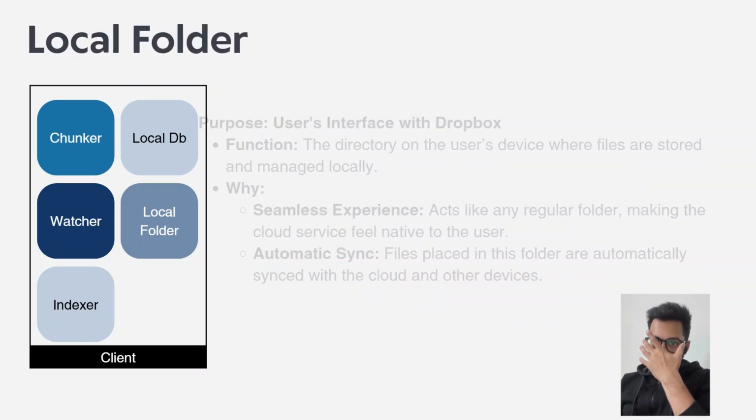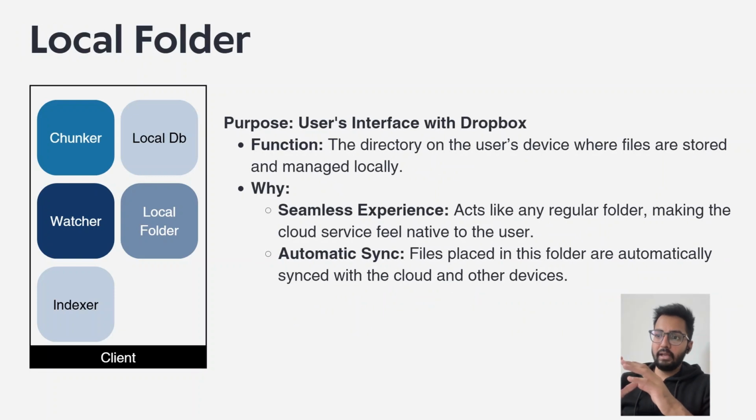Going further towards the local folder. The purpose of the local folder is that it's the user's interface with Dropbox. Its function is that it is a directory on the user's device where files are stored and managed locally. And why is it used? It provides a seamless experience. Why? Because it acts like any regular folder, making the cloud service feel native to the user, and it lies on the user's device. Another use is automatic synchronization. Files placed in this folder are automatically synced with the cloud and other devices.